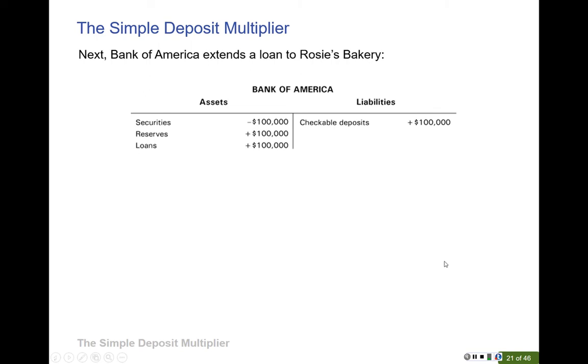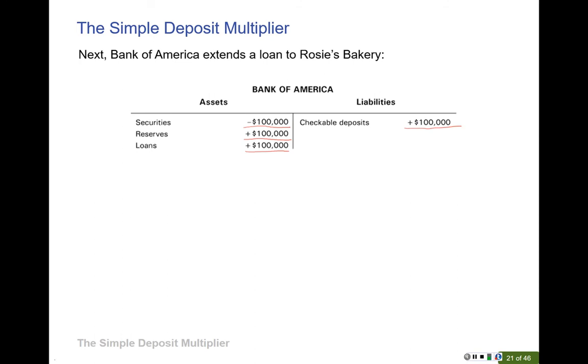Let's look here. From the previous slide, we know after monetary policy, securities held by Bank of America declined by 100,000, but the reserve increased by 100,000. To lend out the $100,000 loan to Low Seed, the loan will increase on the asset side. Remember, a loan is an asset of the bank, so the loan will increase by $100,000. But how can the Bank of America give this $100,000 to the Low Seed Bakery? They simply put this $100,000 into the checkable deposit of the Low Seed Bakery. So that's what happened on the liability side.